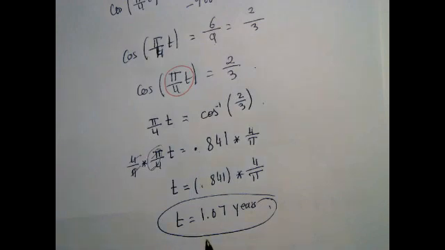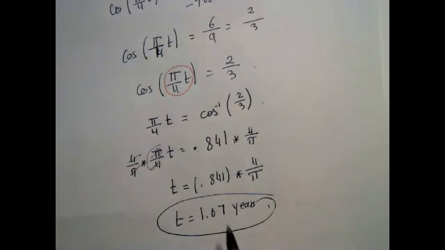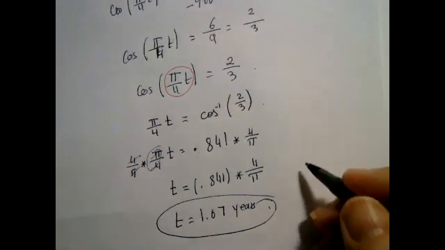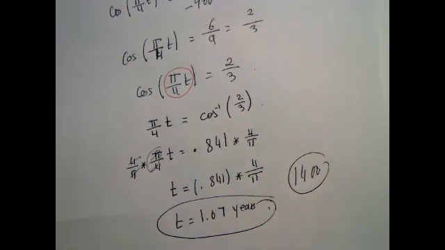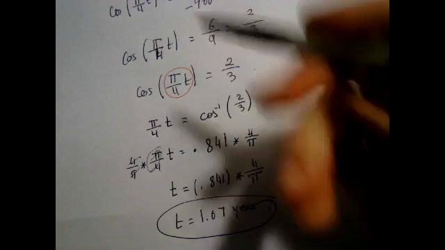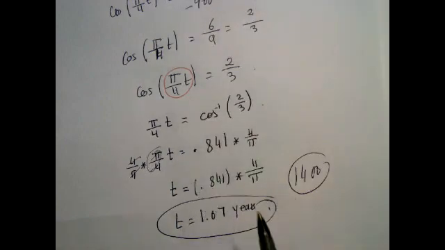So it means after a little bit over a year, the population will be 1,400. That's really what we are trying to find: how long it takes for the population to reach 1,400. So we need a little bit of work, not much, and then 1,400. We need 1.07 years.